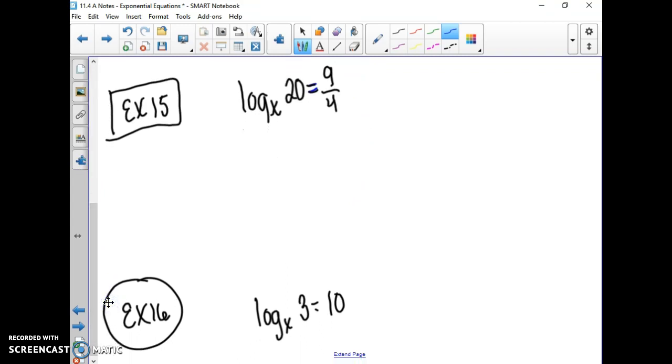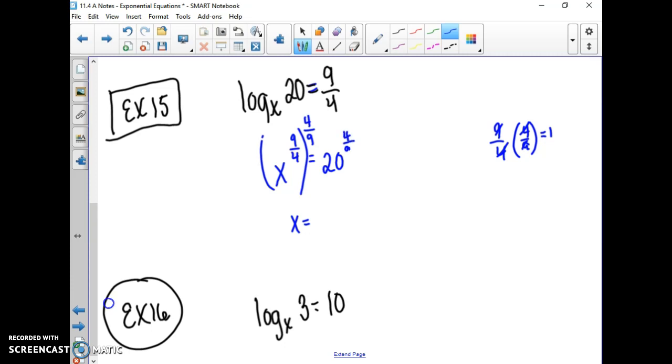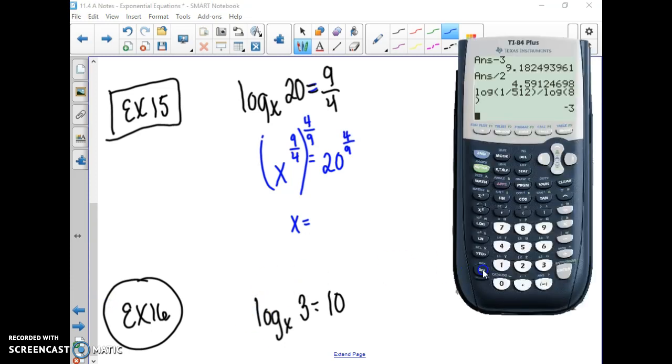You can see here we've got x to the 9/4 equals 20. To get rid of something to the 9/4, we would raise it to the 4/9 power, because whenever we multiply 9/4 times 4/9, those all cancel and we get 1. So this would be x equals 20 to the 4/9 power, which we can do in our calculator. 20 to the 4/9 is 3.786.